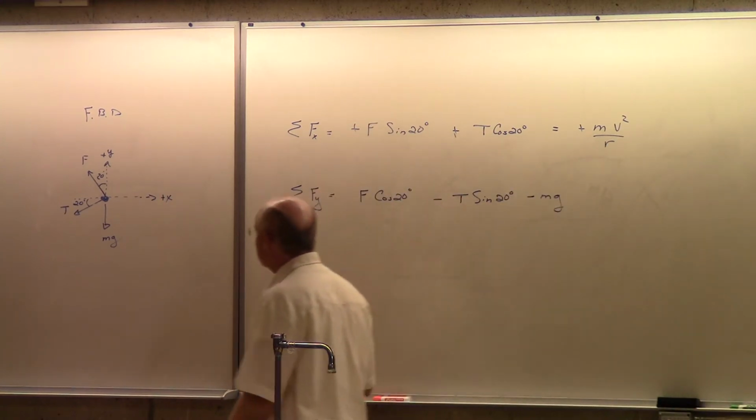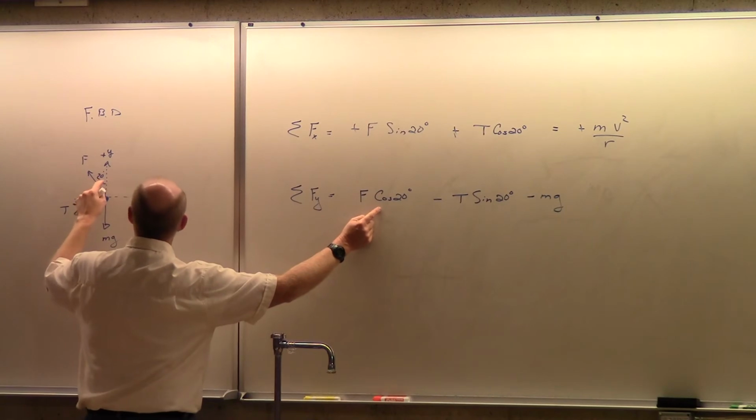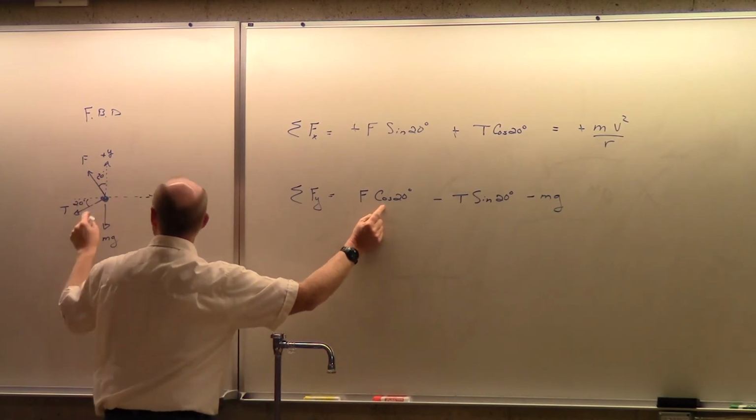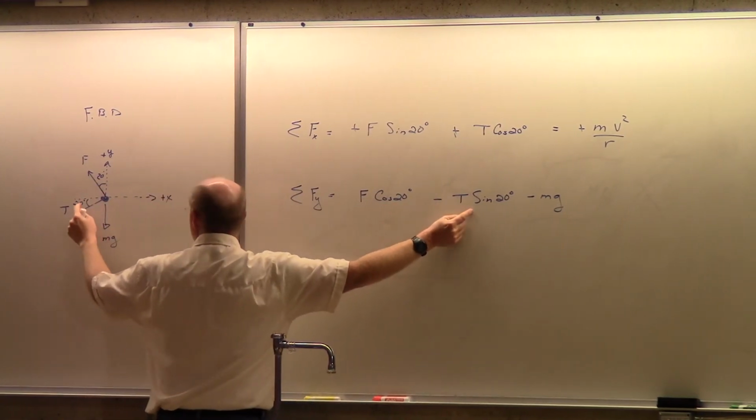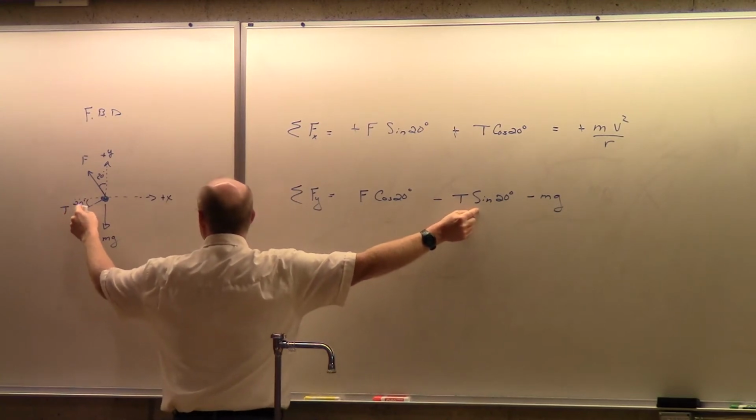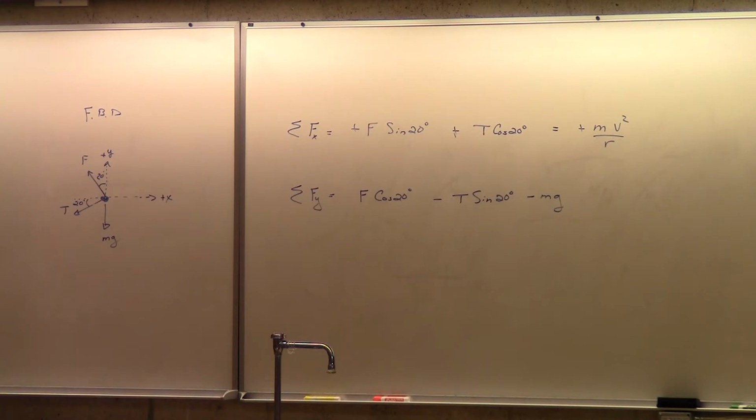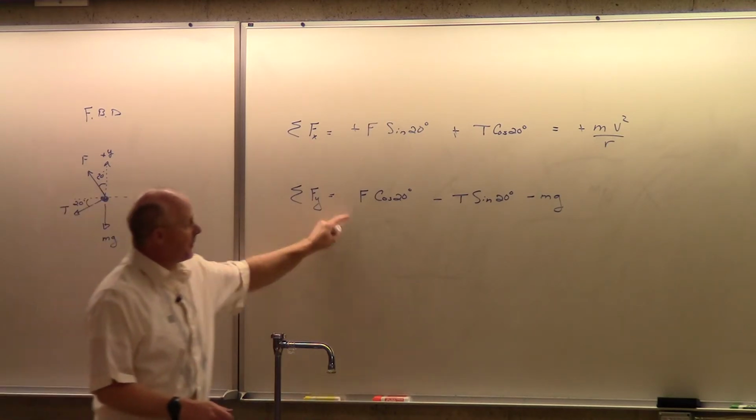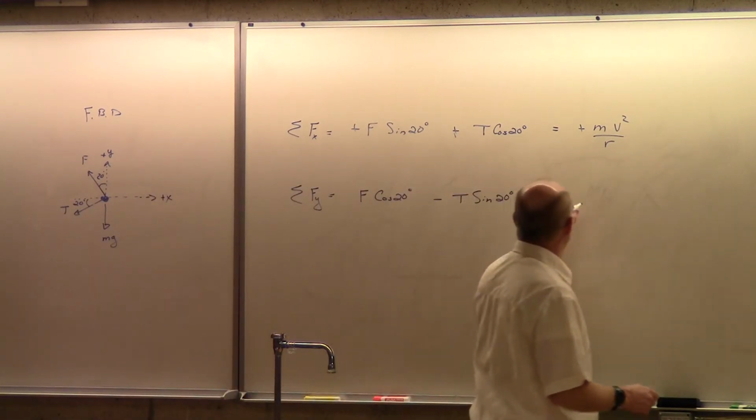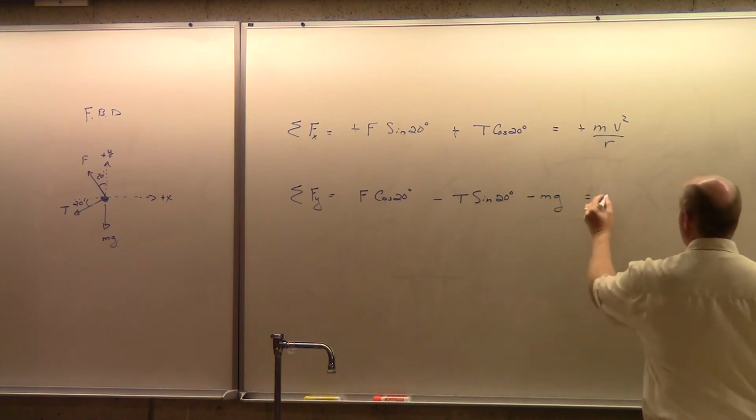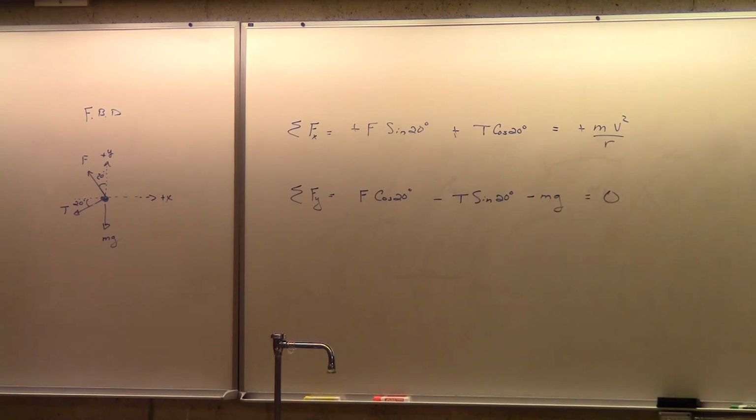And again, notice that for the aerodynamic lift, I want the adjacent piece, so it's cosine of 20, whereas for the tension, I want the component that is opposite of the 20 degrees. I want the downward, so it's sine of the 20. Okay? And so up, down, down equals what? 0, right? So that the plane is not accelerating up or down. It's going in a horizontal circle.